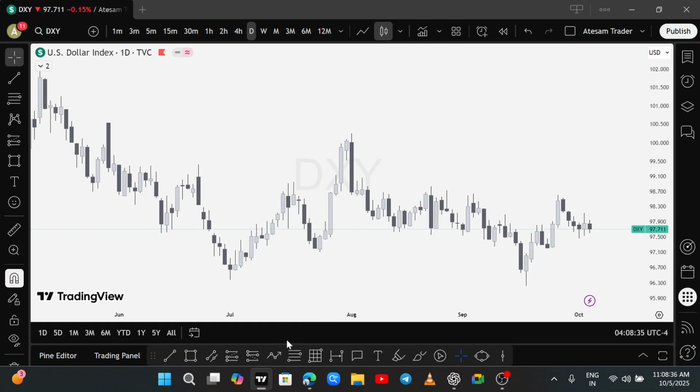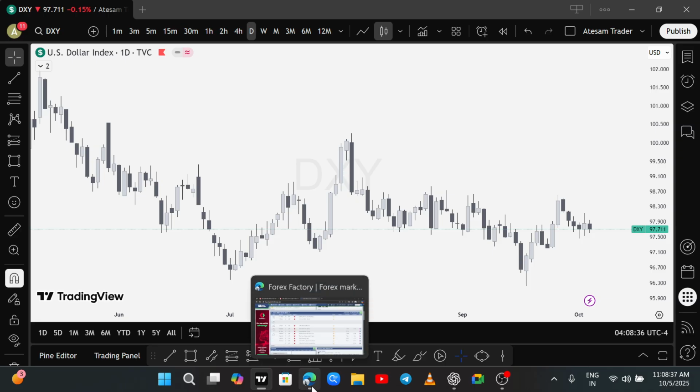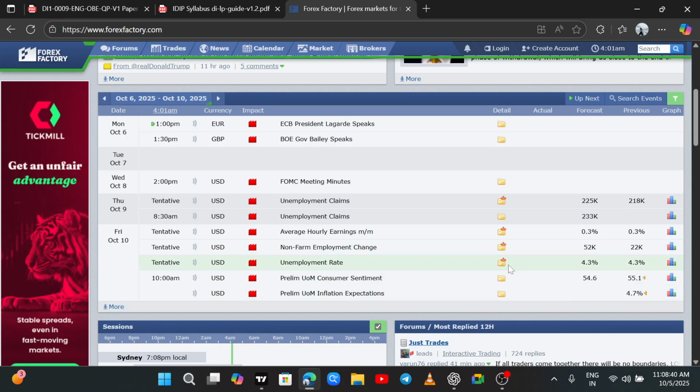Hello guys, let's start with the coming week outlook. First we will go over the calendar. Last week we had NFP on the Friday, but there is a US government shutdown going on, so that NFP was rescheduled to this Friday.